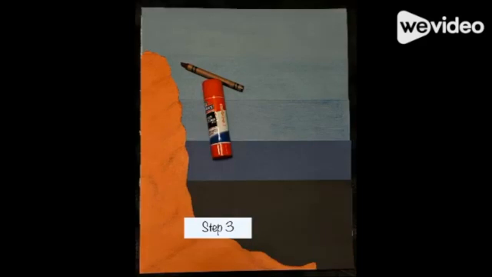Step 3. Draw a rock formation on orange or brown construction paper, cut it out, and glue it to either side of the poster board. Use a crayon to add more details to the rock formation.